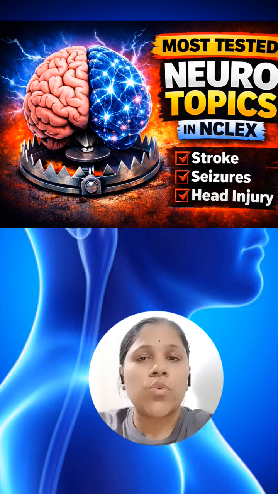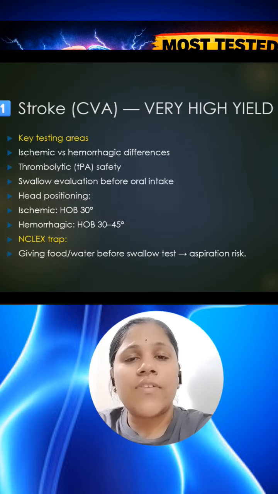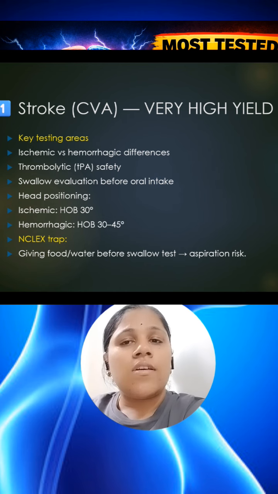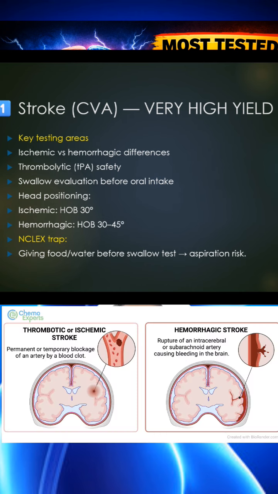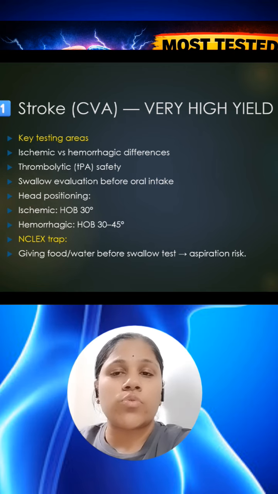First one is a stroke. Stroke is a cerebrovascular accident. Here the very high points which we should remember are the ischemic versus hemorrhagic differences. We have to see the different types of most important changes which happen in the ischemic and the hemorrhagic type of stroke, and we have to see the thrombolytic, that is TPA, safety, when the thrombolytic therapy can be safely given and in which type of stroke. It is mostly given in the ischemic type of stroke.